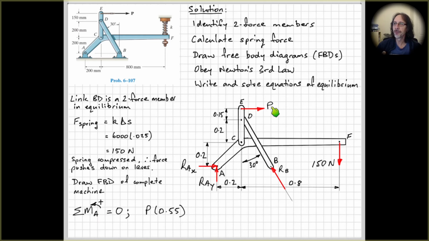So start with the force P up the top here. Its perpendicular distance from A, this is perpendicular distance up to its line of action. So that will be 0.2 plus 0.2 plus 0.15, which is 0.55. And as we discussed before, it's tending to rotate clockwise, so therefore it will be negative.